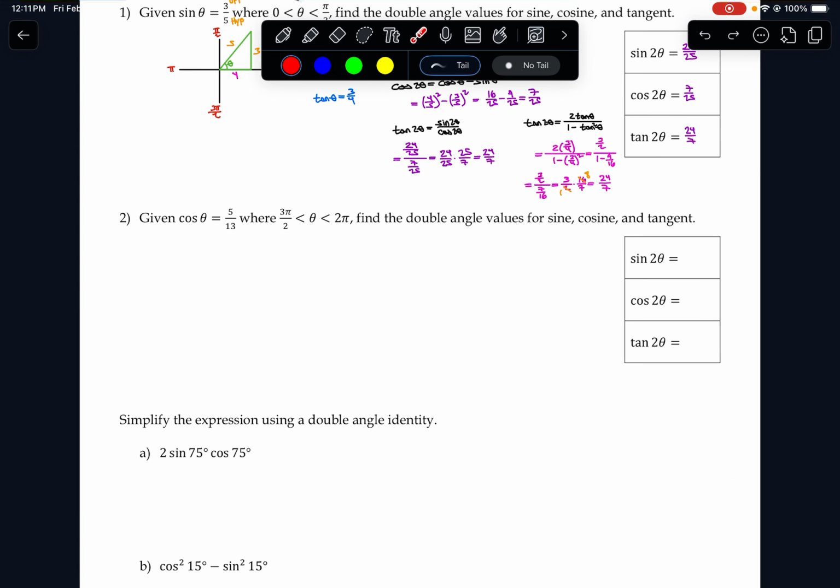So number 2 is going to be very similar. So I would actually say pause here and try this one on your own. See if you get the same thing that I get in a couple minutes.